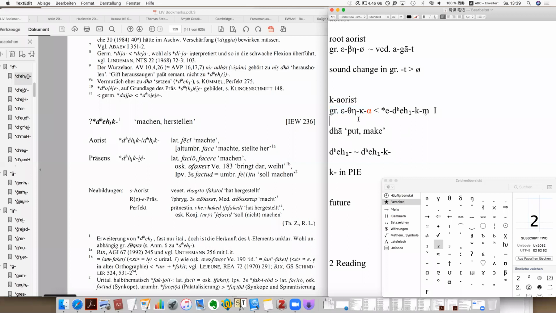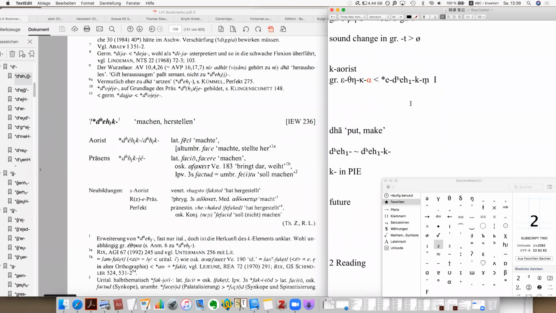So there are actually two questions. The meaning of the k element is actually not clear, but the reason, or the motivation, we can analyze a little bit. The reason is that, let's check this root. I think you all know this root, right? This is a root called stand, right? Stand. Or actually, how to put it?